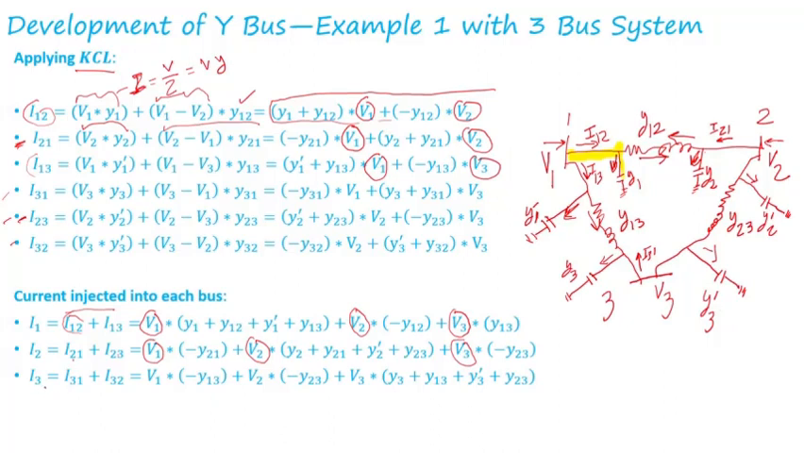Then the current injected into bus 3, which is I3. Think about this system: it's a network, connected to other things. So I3 is I31, this current here, plus I32, this current here. I use their equations, then rearrange with simple algebra. I get V1 times this admittance, plus V2 times that admittance, plus V3 times this quantity here.